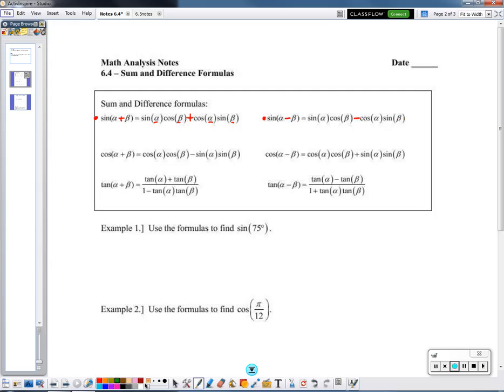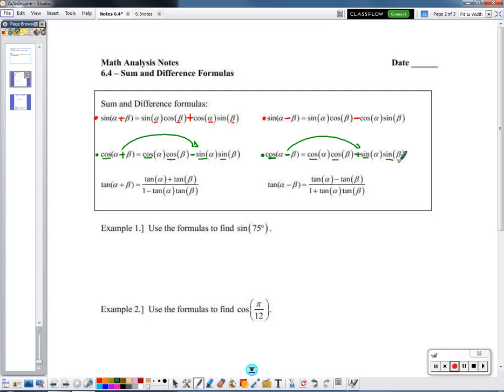Cosine, however, actually goes ahead and follows a different pattern. If cosine comes first, if you think of the cosine of the sum, then the cosines are going to come first, and then it's a difference. So sum changes to difference, and then sine and sine. Cosine with a difference actually becomes a plus, and then it's cosine, cosine, sine, sine. So if you can follow that pattern, you can see how the sum and difference formulas work.